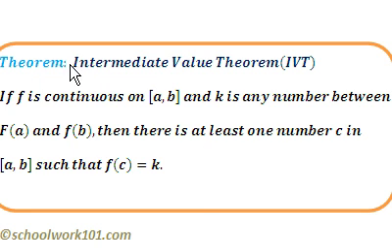Alright, first thing we're going to do is go ahead and state the theorem of the intermediate value theorem, also known as IVT. If f is continuous on a closed interval [a, b], and k is any number between f(a) and f(b), then there's at least one number c in this interval such that f(c) is equal to k. So if we look at an example, that should clear all this up, right? But we've got to state these theorems first.